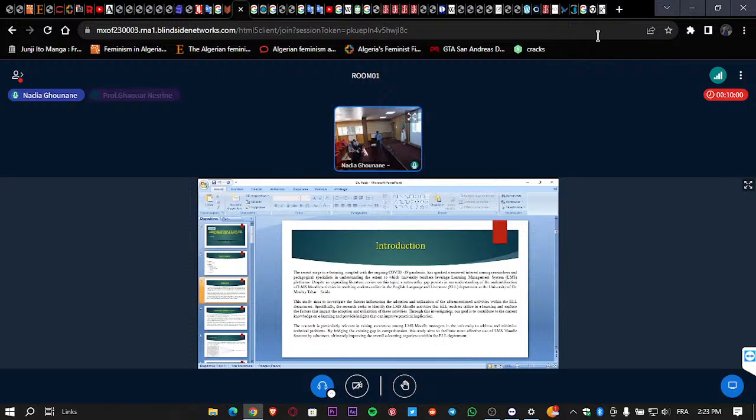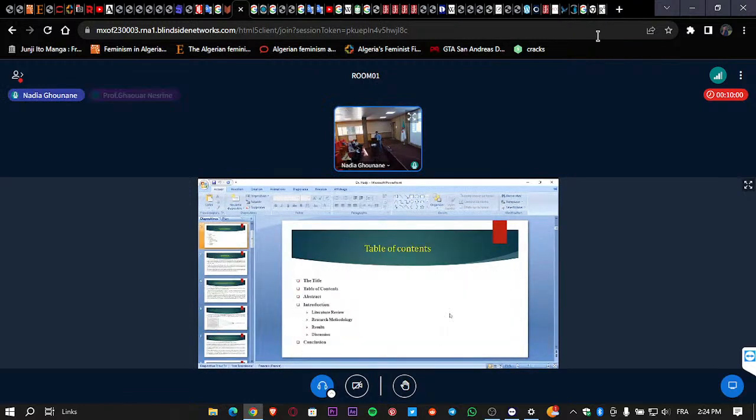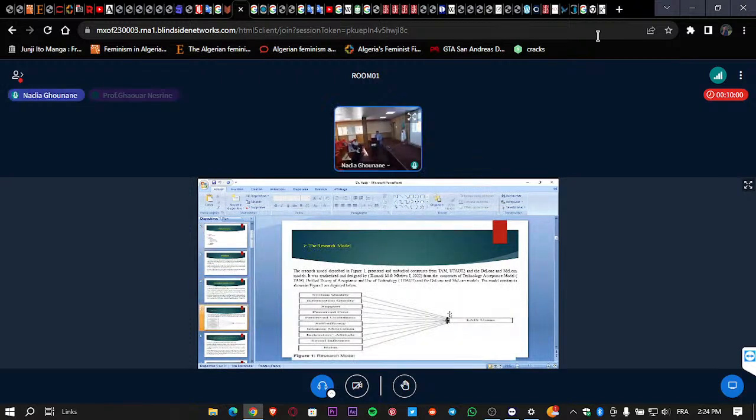Then, in the introduction, this part speaks about the problem of the LMS Moodle underutilization that influences the quality of English language and literature teaching. Through that problem, we aim to investigate the factors that influence the adoption and utilization of the aforementioned activities. We know that we have 4 activities that we can name.